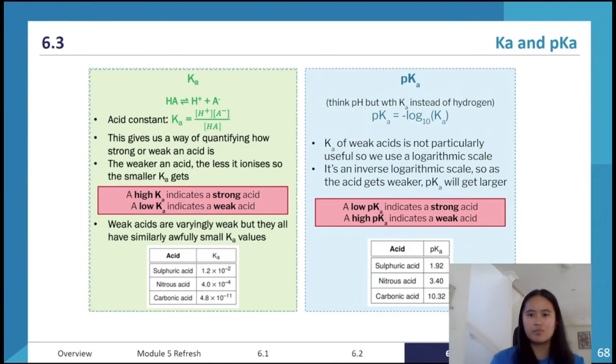pKa is the same formula as pH, but instead of putting the hydrogen or hydronium concentration, you put your Ka there. And this again just shows the degree of ionization. So a low pKa is a strong acid. High pKa is a weak acid. And this tells us all we need to know about strength. This is what we use to figure out the concentration of hydrogen ions for those questions about pH for weak acids.